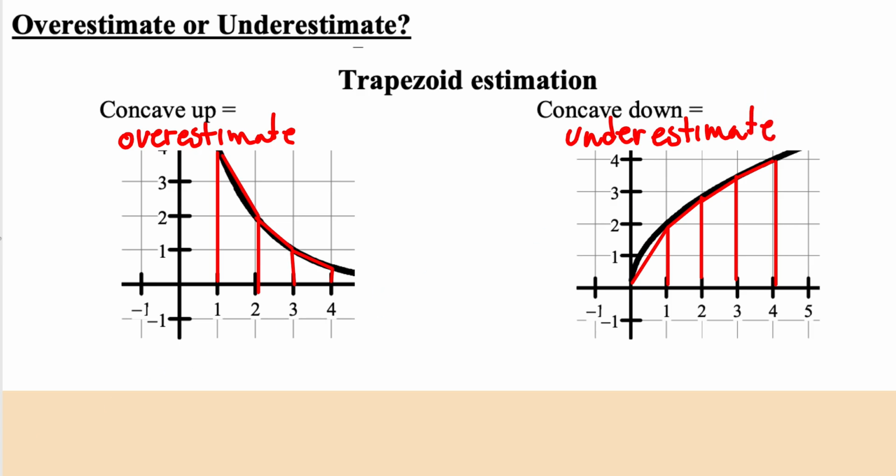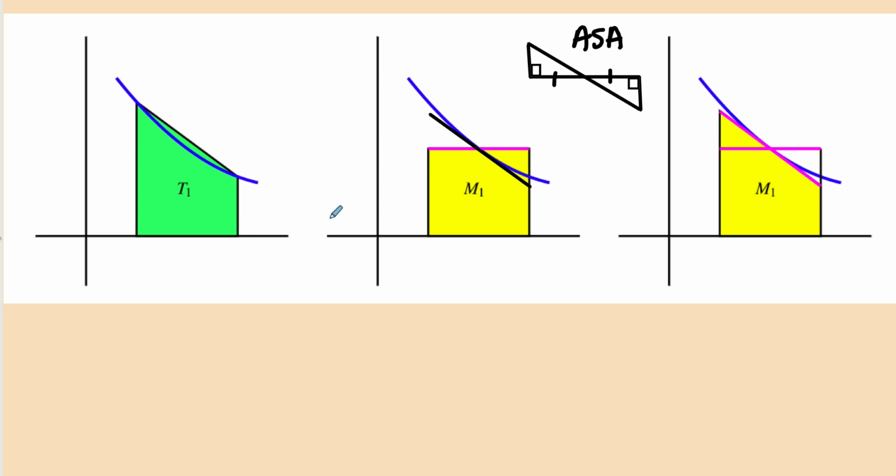Let's take a look at a trapezoid versus a midpoint. Here is a trapezoid where the ends of the trapezoid are the ends of the interval here. Let's take a look at a midpoint. When we have a midpoint right here, and I draw the tangent line, what's created is two triangles, and these triangles are congruent. So this triangle right here that's sitting above the tangent line is the same as this area right here.